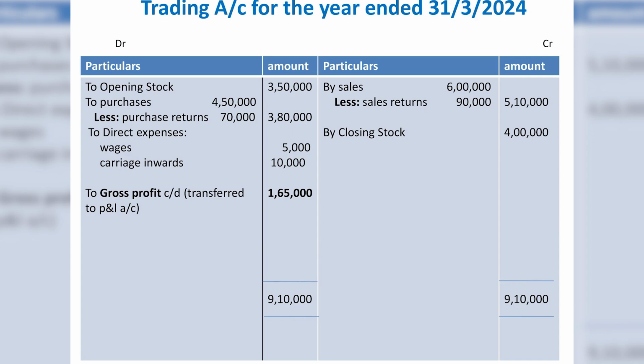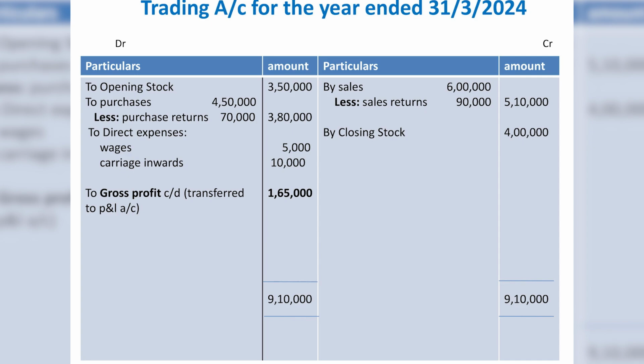Next one is purchases, rupees 4,50,000. During the year the business has purchased goods worth rupees 4,50,000. Take it on the debit side, it is an expense. Next one is the sales, rupees 6 lakh. Goods sold during the year, it is an income, take it on the credit side. Purchase returns, rupees 70,000. Any goods returned to the supplier are deducted from the purchases. Sales returns, sold goods returned by the customer, to be deducted from the sales, rupees 90,000.